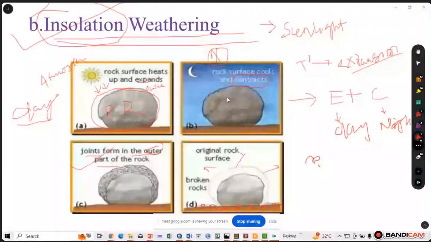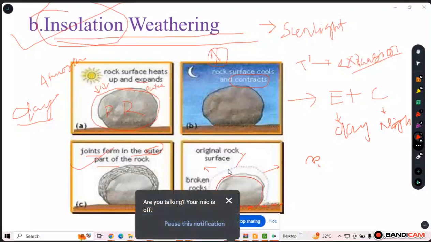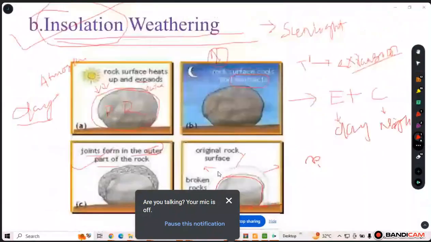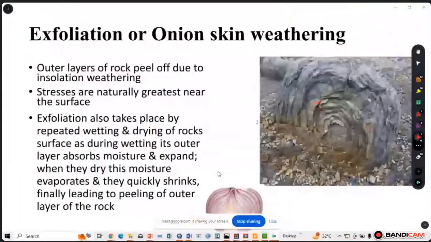When both processes occur continuously, what happens? The outer surface develops joints and exfoliation, and these are removed after some days, some years, some time. Then the inner part is preserved, but the outer part is removed. Okay, any doubt? No, sir. Okay, so this process is also known as exfoliation or onion skin weathering.